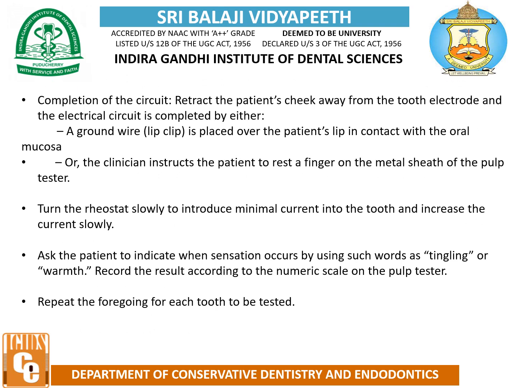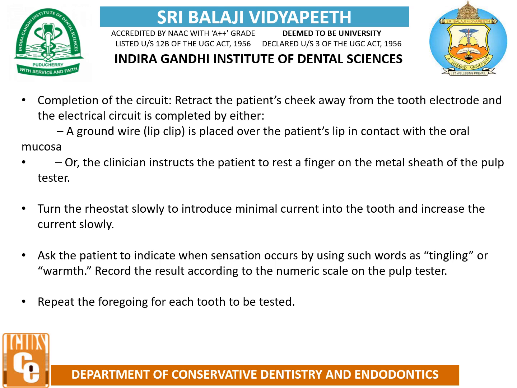Completion of the circuit. Retract the patient's cheeks away from the tooth electrode and the electrical circuit is completed by either a ground wire placed over the patient's lip in contact with the oral mucosa, or the clinician instructs the patient to rest a finger on the metal sheath of the pulp tester.